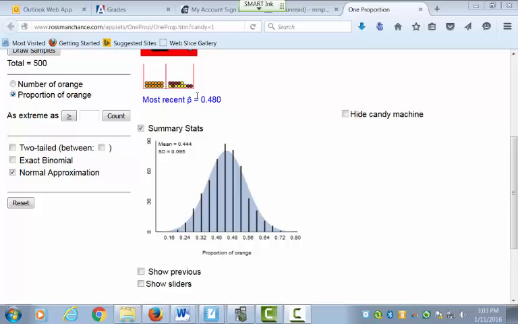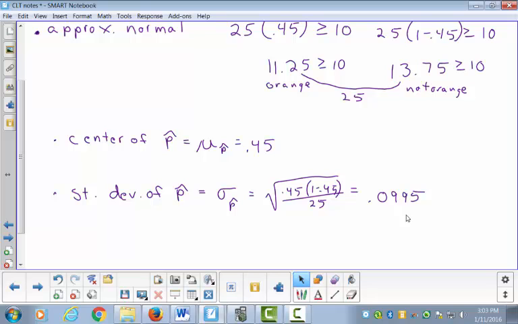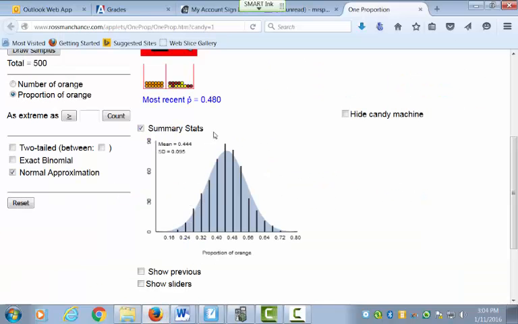And if you go back and look at our simulation, the actual mean of all of our sample proportions was 0.444, close enough to 0.45, and our standard deviation from the simulation was 0.095, where we just predicted it would be 0.0995. Again, close enough to prove that these formulas are accurate, that they are describing the same graph, the graph of all the possible sample proportions from that population.